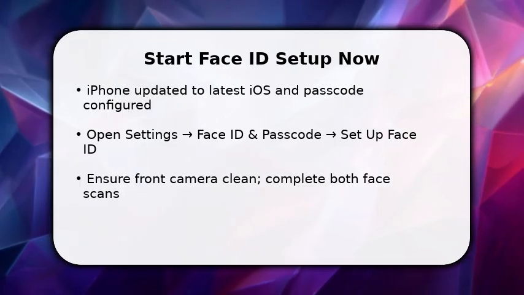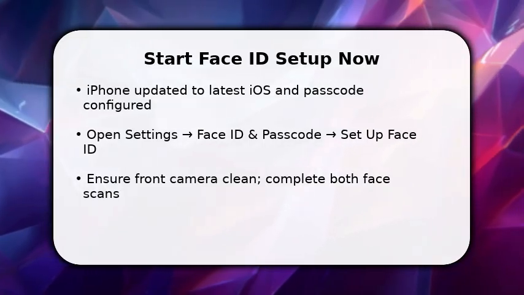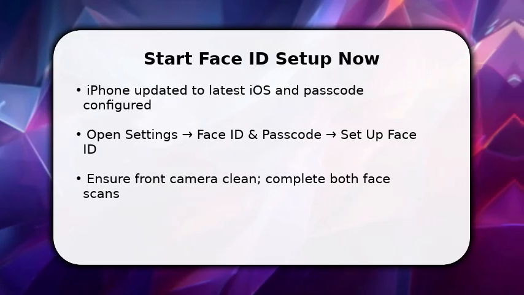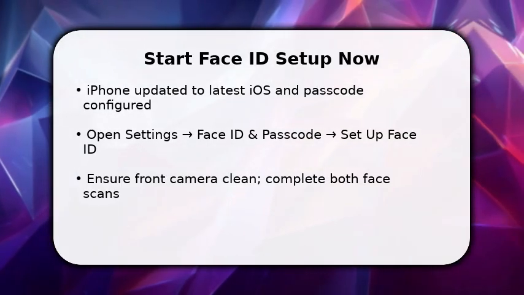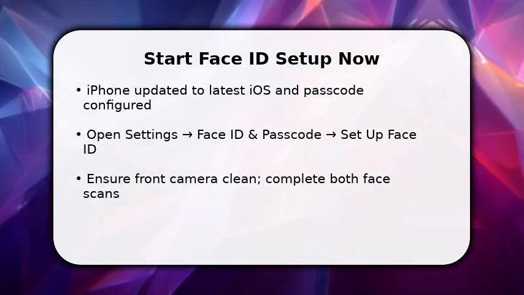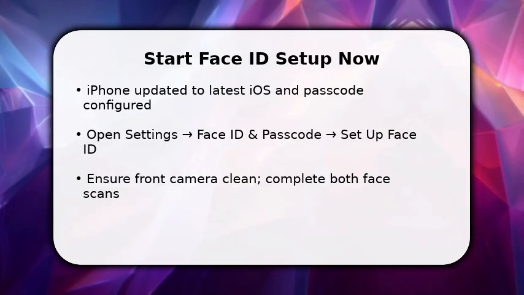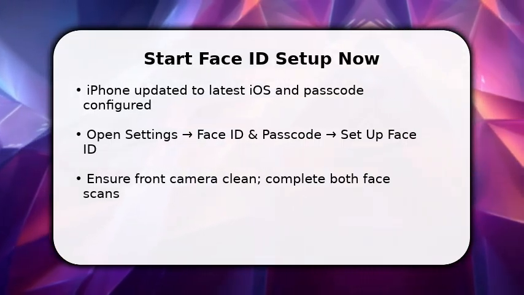You're starting immediately. Open Settings and go to Face ID and Passcode. You need an active passcode. Once set, tap Set up Face ID and follow the guided face scans. Make sure the front camera is unobstructed and perform both required scans. This trains the sensors for different angles. Once done, leave Face ID enabled for iPhone unlock.